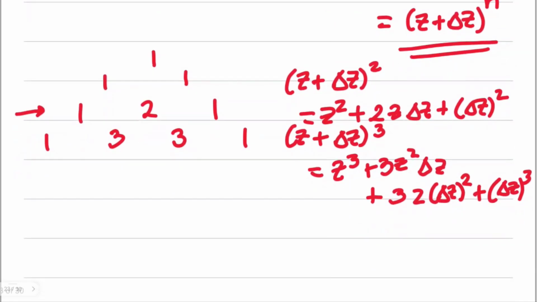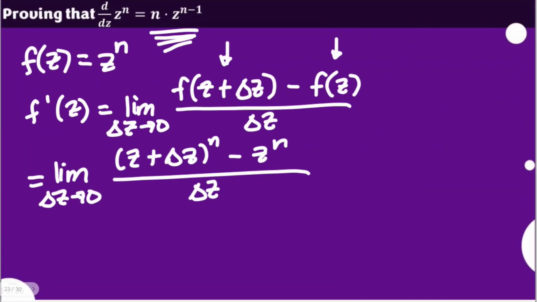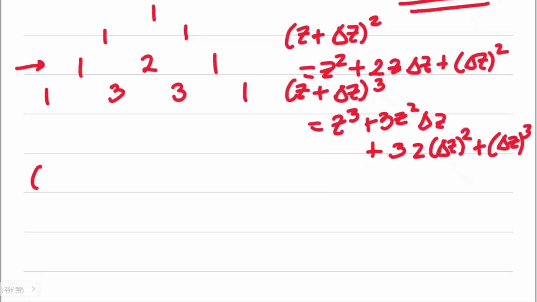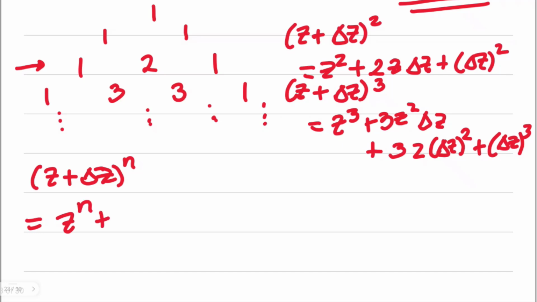But what will happen if it's n? What will happen if it's n here? You would like it to be integrated into this proof. Now, if we're going to extend that, we will have here z plus delta z raised to the power of n, which is actually equivalent to z to the power of n, plus you will have here the following.